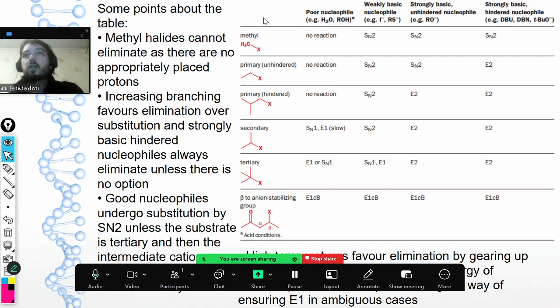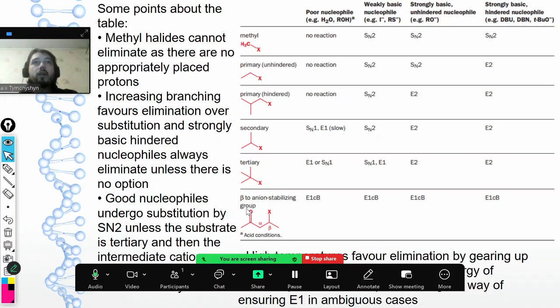So here is a table where you have different reactions with different nucleophiles. Here you have some poor nucleophile, weakly basic nucleophile, strongly basic, or strongly basic but hindered nucleophile. And these are the types of reactions that these chemicals may undergo. So not getting through all the table, just some points.